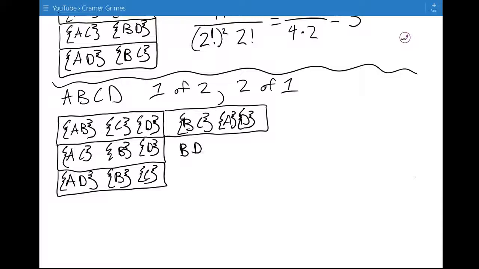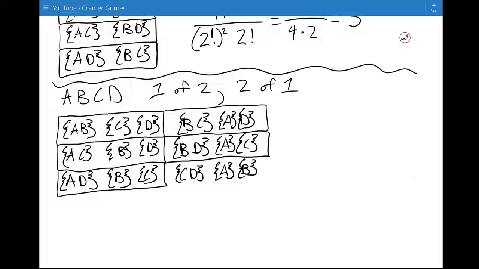I could do BD for my group of 2, and be left with A and C on their own. And lastly, I could do CD for the group of 2, and then I would be left with A and B in their group all by themselves. Okay, so there are 6 ways. Look at it for a second, see if you could figure out another way. There's not, just those 6.